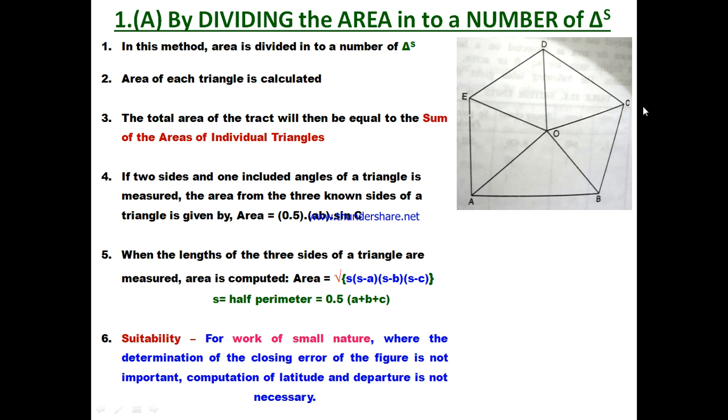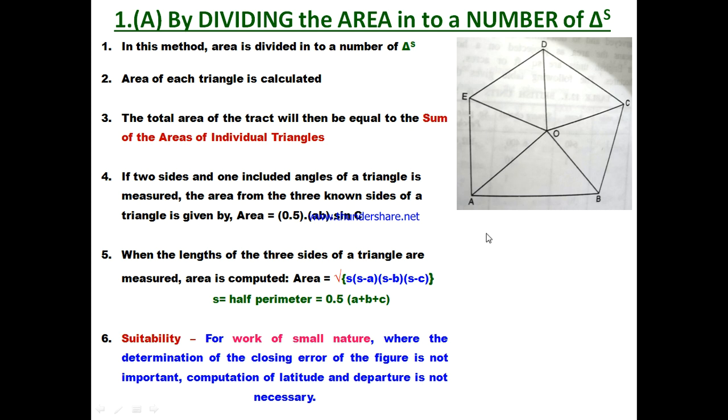After calculating, suppose now I want to calculate it for CD. So it will be 0.5 CD into sin E. Okay. So in this manner you can calculate the area of each individual triangle in the tract and then you can do the summation of these individual areas.